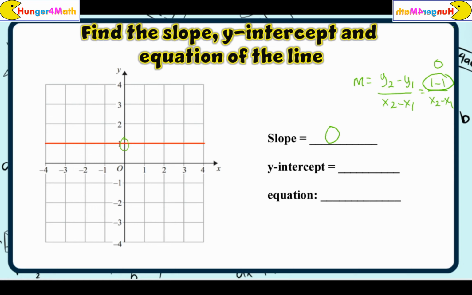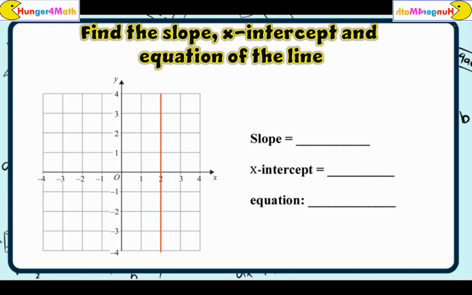For the y-intercept, that is here, this point right here, and that is 1. So if we're going to substitute that to the equation of the line, that will turn into y is equal to 1.